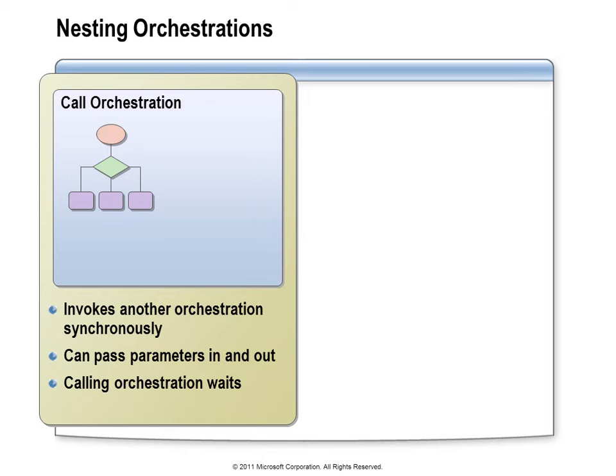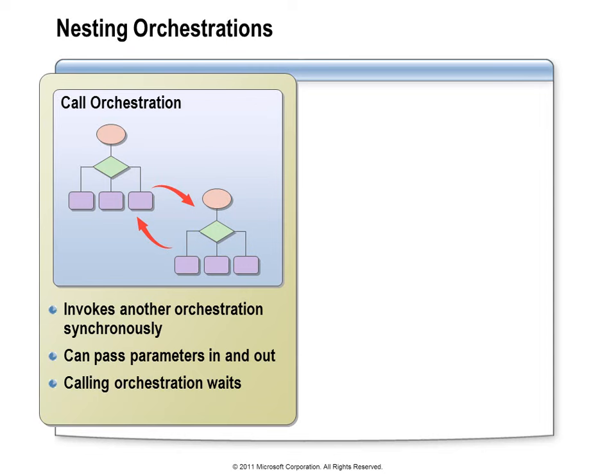Then at runtime, when the orchestration runtime hits that call orchestration shape, it will create an instance of that new orchestration and pass the parameters to it and wait for it to execute, and then control will pass back to the caller, and then the caller can complete. So this call orchestration shape turns into a literal method call. There is no message box activity between these two orchestrations. One calls the other. So that's what you need to do to invoke another orchestration synchronously.